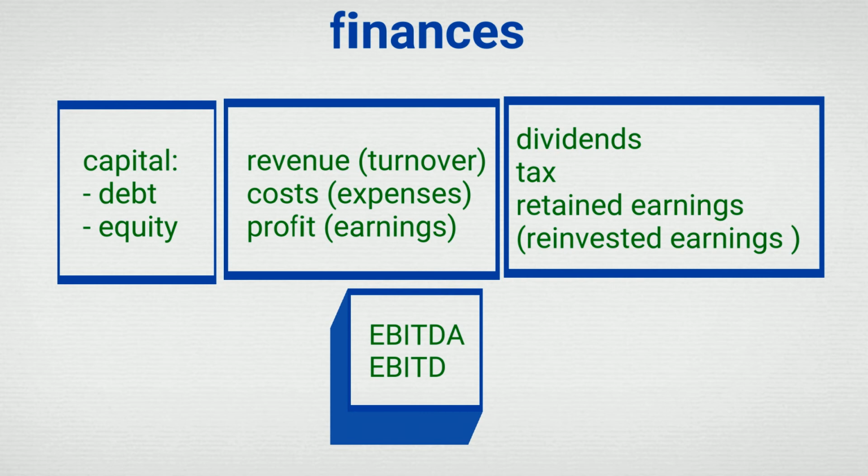Profit is a financial gain, the difference between the amount earned and the amount spent in buying, operating, or producing something. Earnings before interest, tax, depreciation, and amortization are called EBITDA, and earnings before interest, tax, and depreciation are called EBIT. A company must pay dividends and tax. Retained earnings, also known as reinvested earnings, is the amount of net income left over for the business after it has paid out dividends to its shareholders.